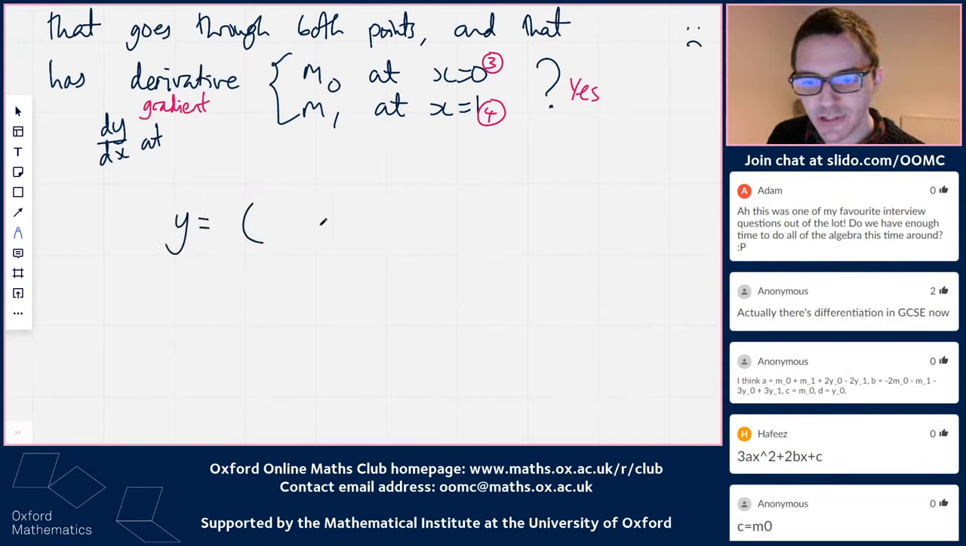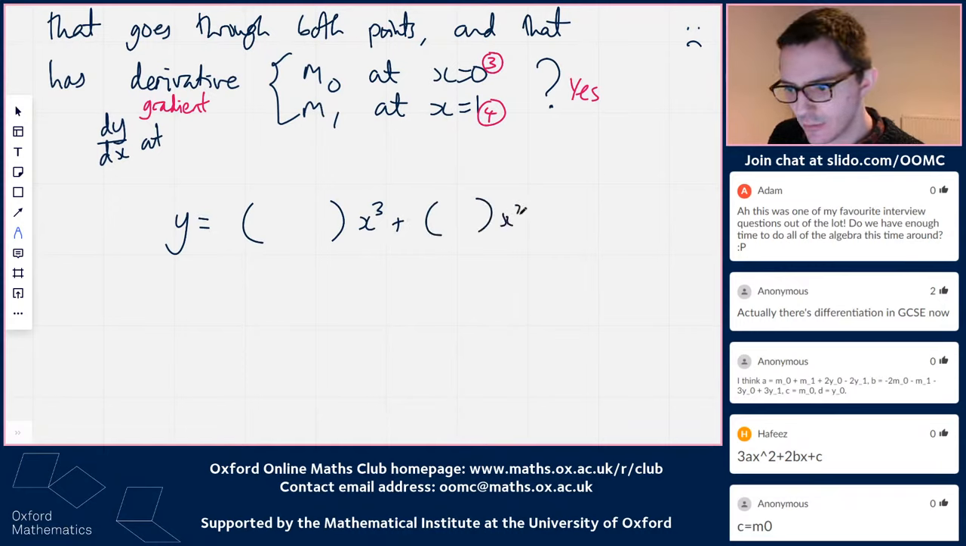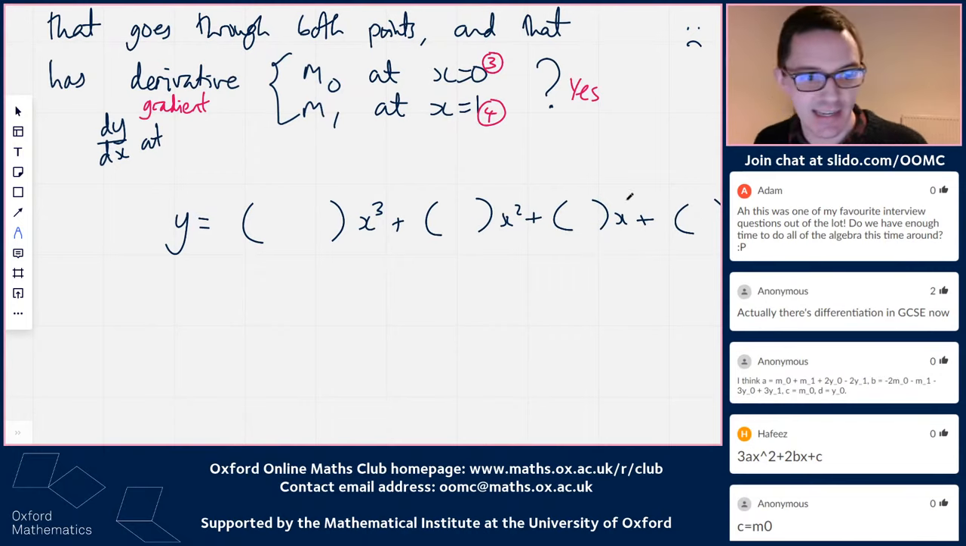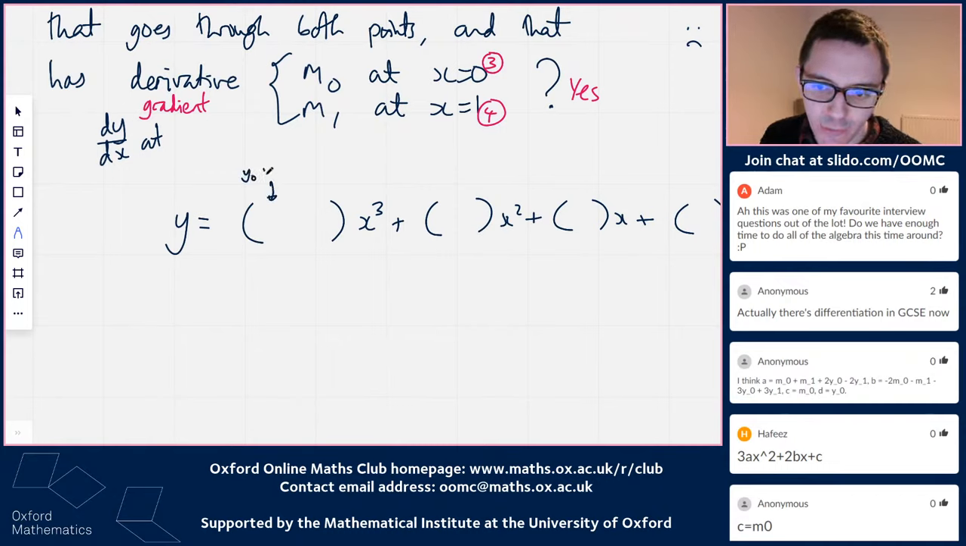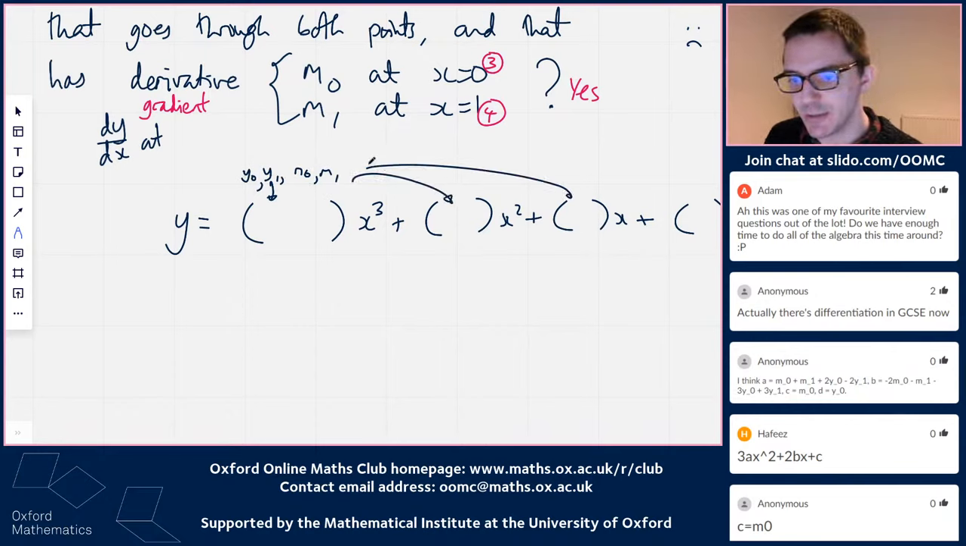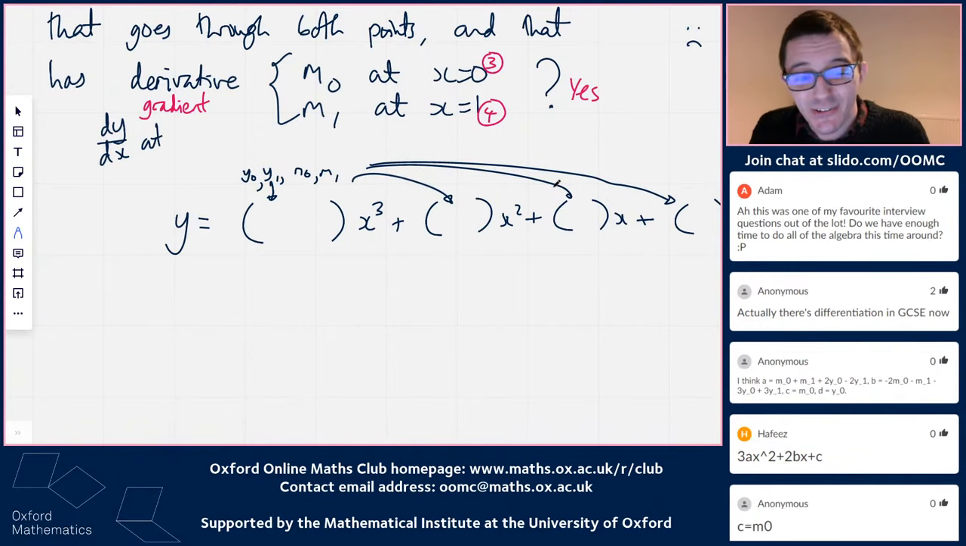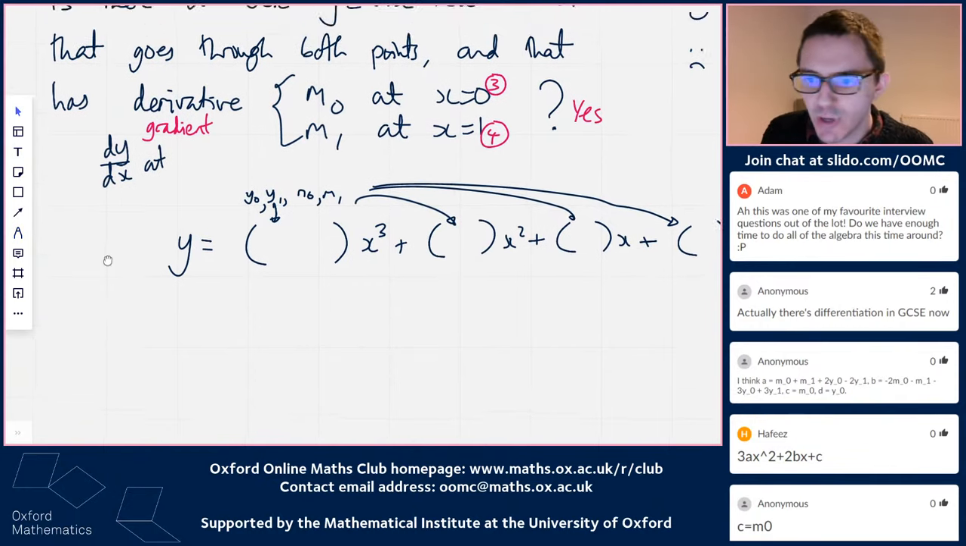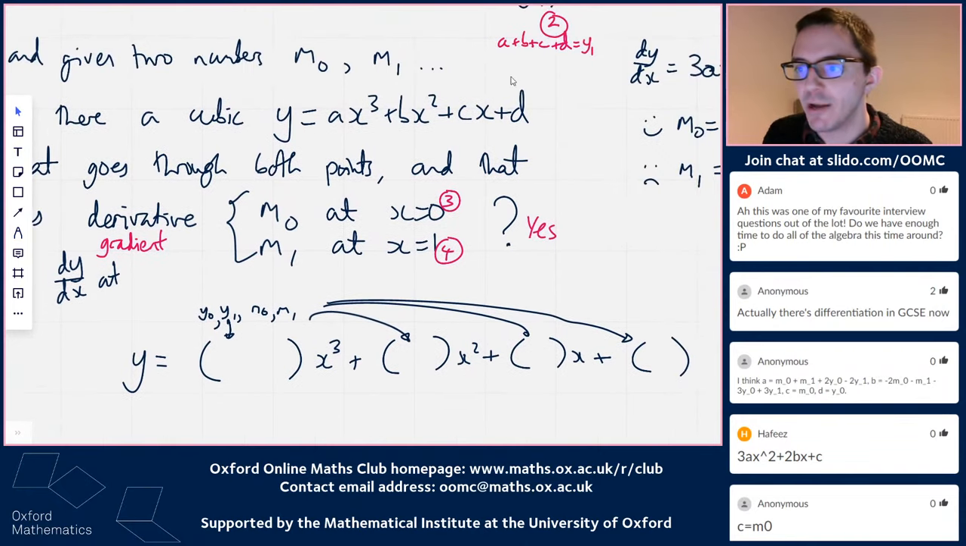Let's take your solution. You've done all the algebra, let's say, and squinted at it. We've got this A, B, C, D structure going on for this cubic, and these terms involve y naught, y one, m naught, m1 in all of these brackets. The last two are pretty simple terms, but the coefficients depend on all of the numbers in the question. There are four numbers in the question: m0, m1, y0, and y1.